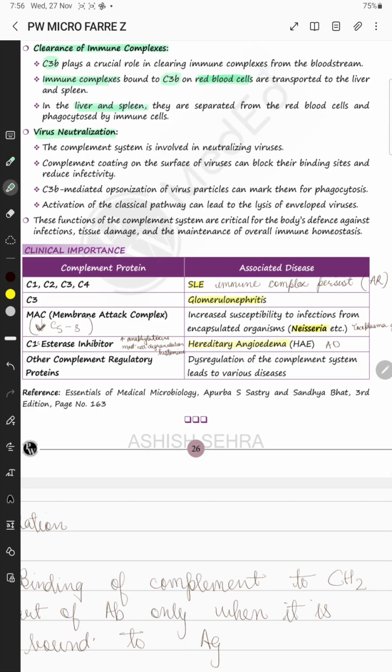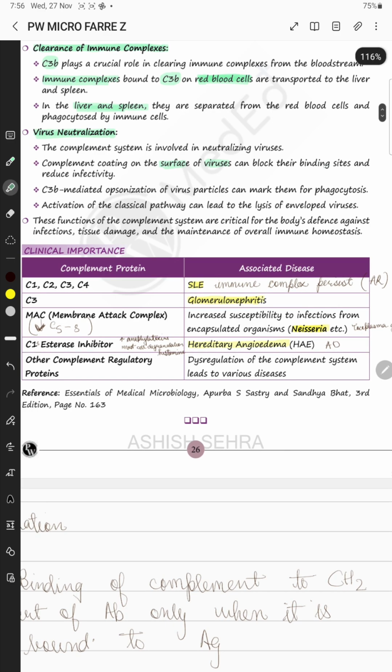द लास्ट फंक्शन इज वायरल न्यूट्रलाइजेशन. द कॉम्प्लीमेंट सिस्टम इज इन्वॉल्व्ड इन न्यूट्रलाइजिंग वायरस. वायरस के सरफेस पे कॉम्प्लीमेंट का कोटिंग होगा तो उससे बाइंडिंग साइट्स ब्लॉक हो जाएंगी. वायरस के सरफेस पे कॉम्प्लीमेंट का कोटिंग होगा जिससे उनका बाइंडिंग साइट्स ब्लॉक हो जाएगा एंड इन्फेक्टिविटी विल बी रेड्यूस्ड.